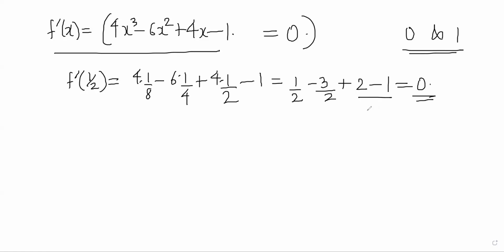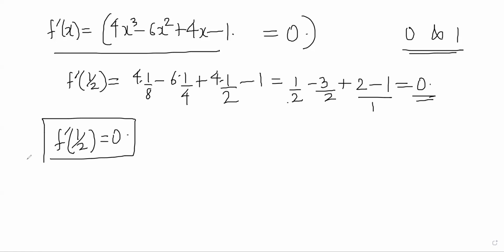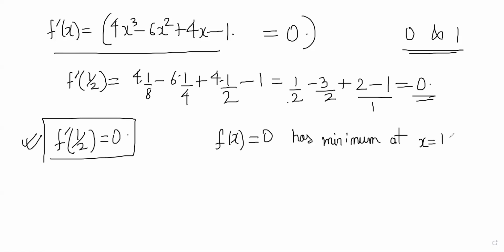It is 0, right? Plus 1, and it is half. So we know the root now: f dash half is 0. If f dash half is 0, then f(x) has a minimum at half.